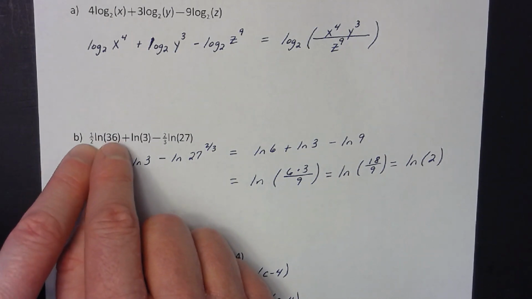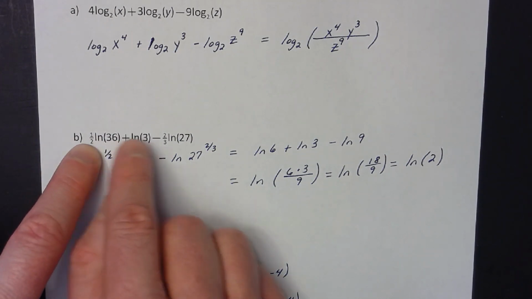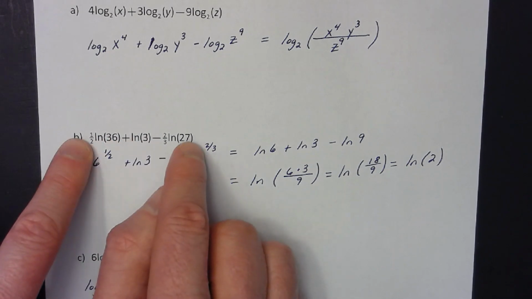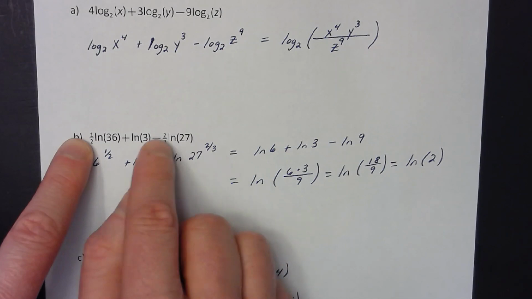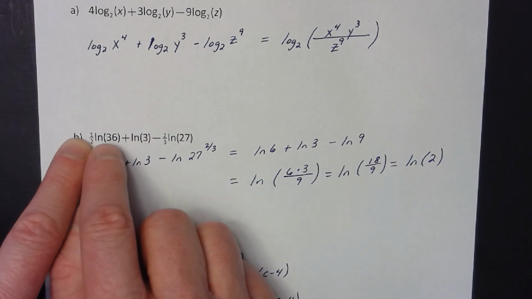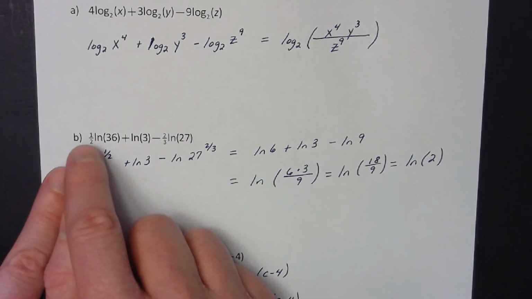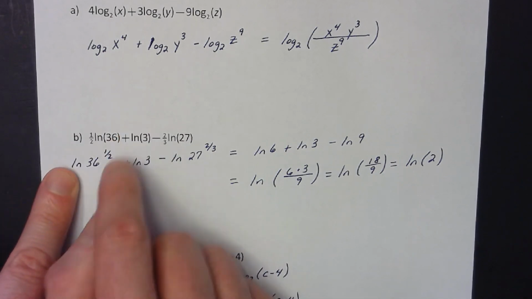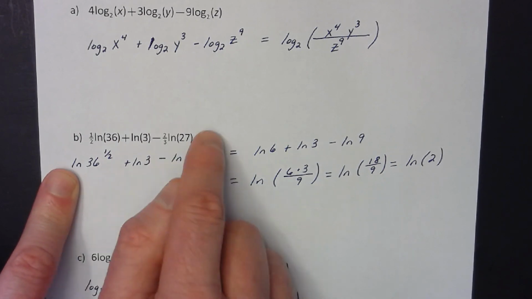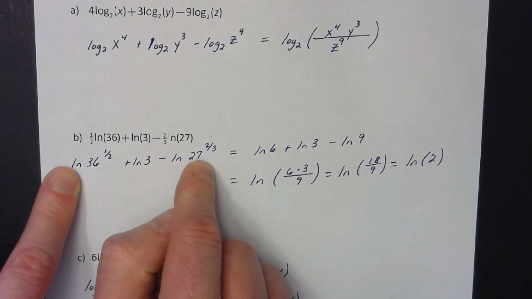It's the same idea. I automatically know I'm going to have 2 terms in the numerator because I have 2 positive logs. Then this term is going to be in the denominator because it's a log being subtracted. Before I worry about the quotient, let's deal with the coefficients. That coefficient of 1/2 goes up as a power on that 36. That coefficient of 2/3 goes up as a power on the 27.